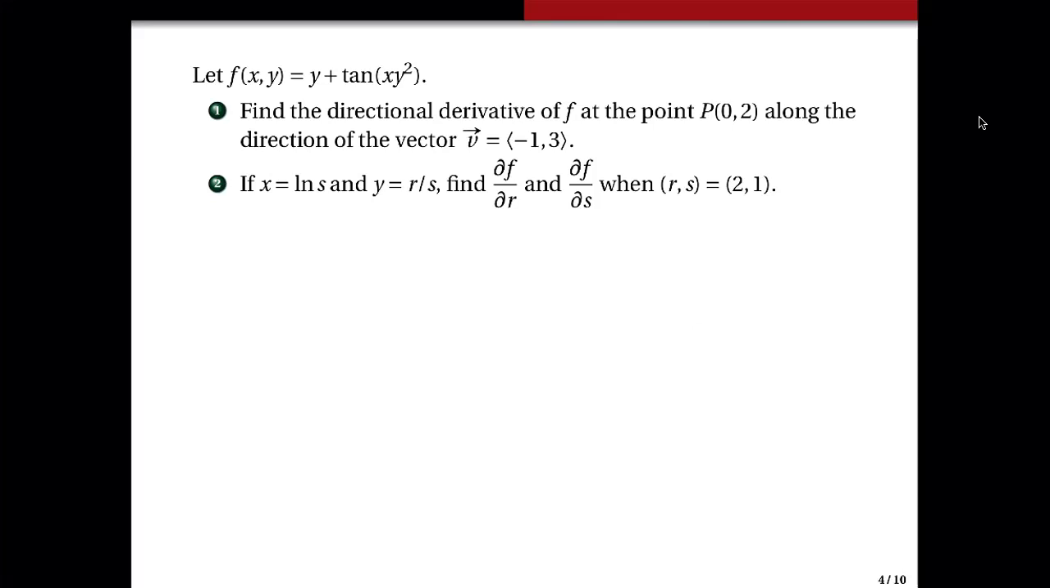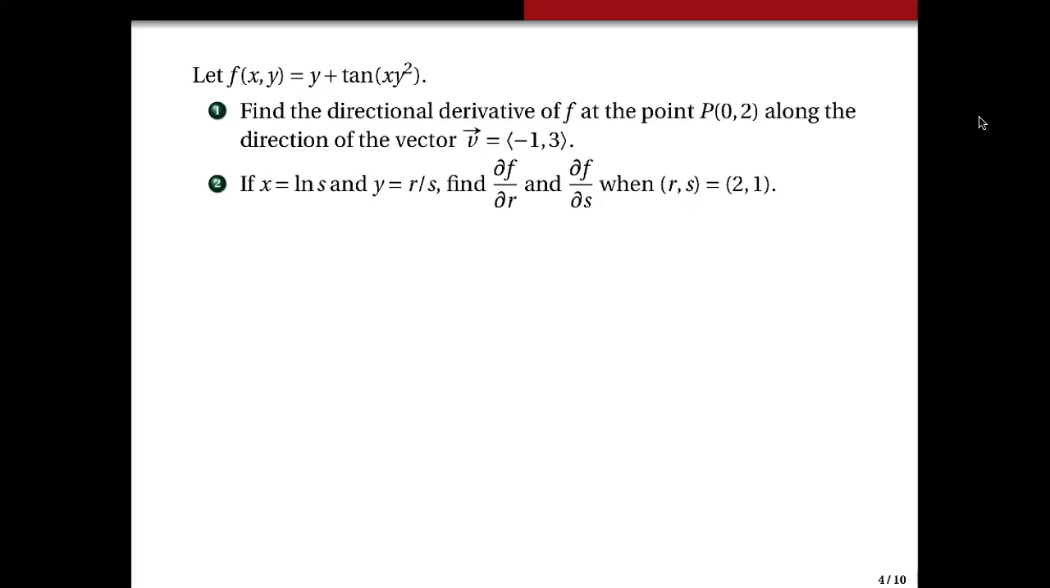Let f of x comma y equal y plus tangent of x y squared. Find the directional derivative of f at the point (0, 2) along the direction of the vector v. The vector is (-1, 3). Then for the second problem, if x equals ln of s and y equals r over s, find partial f with respect to r and partial f with respect to s when (r, s) equals (2, 1).